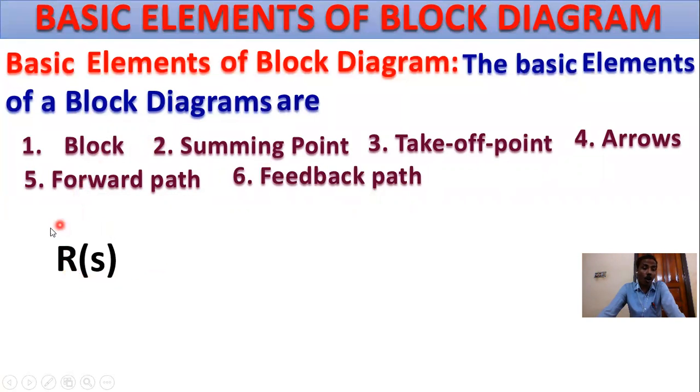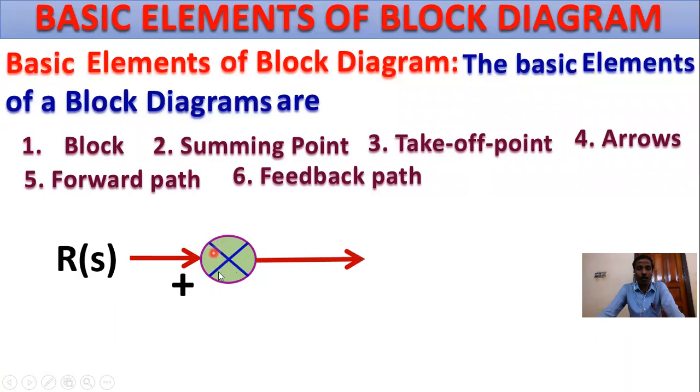And then R of S is the reference input. This is also called set point or excitation, and this reference input is always positive. This is the summing point, and the summing point symbol is mainly a circle, with cross or without cross. This is the one with cross. And E of S is called the actuating signal or error signal.